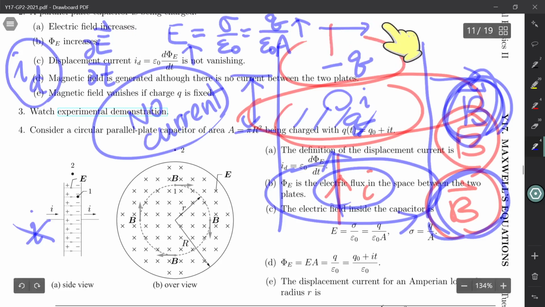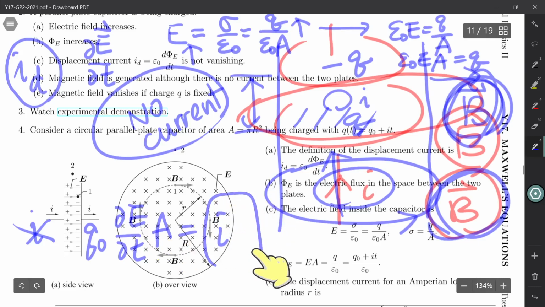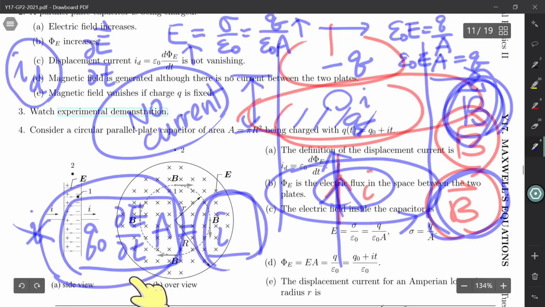And you know, epsilon 0 E equals Q over A, and epsilon 0 E A equals Q. Taking the time derivative, dQ/dt is I. This is the current coming into the plate. There is no current between the two plates, but the same amount of current-like quantity is increasing. So this one is related to displacement current.